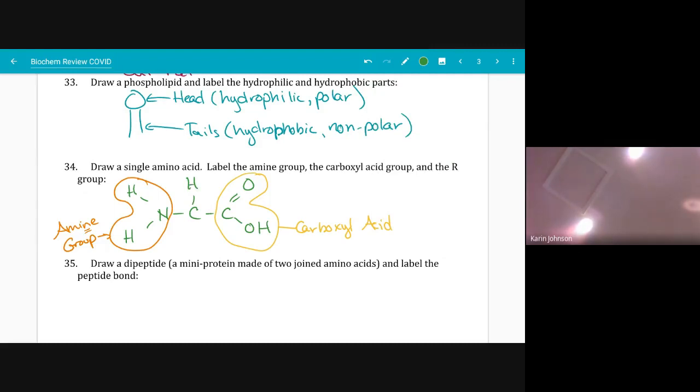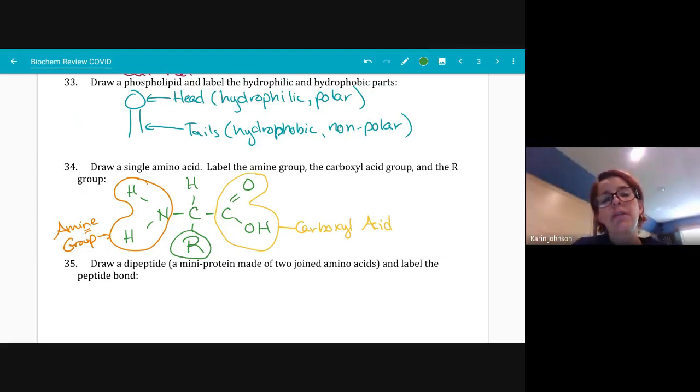But then the really important thing on the bottom is the R group. And you really need to remember the R group. The R group is the part of every amino acid that's different. So we have 20 different amino acids, and they have 20 different R groups.